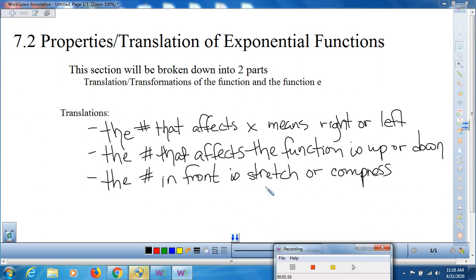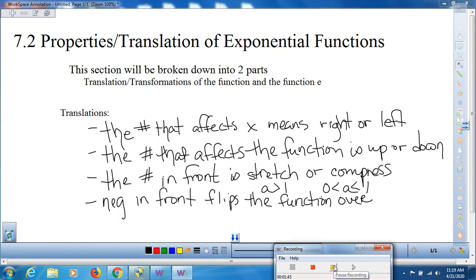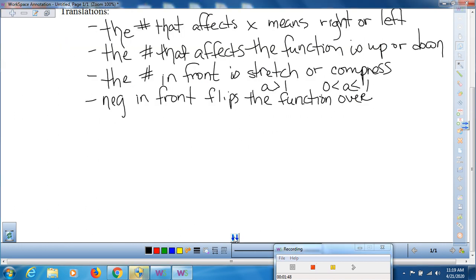Does anybody remember the difference? Remember that a stretch is when a is greater than 1, and a compress is when a is between 0 and 1. And one more. If we have a negative function, what did that do to our whole graph? It flipped it upside down. Now we did this with several different things already. We talked about it with quadratics, we did it with absolute value, and we did it with cubics. So let's just review some of those we've done before.